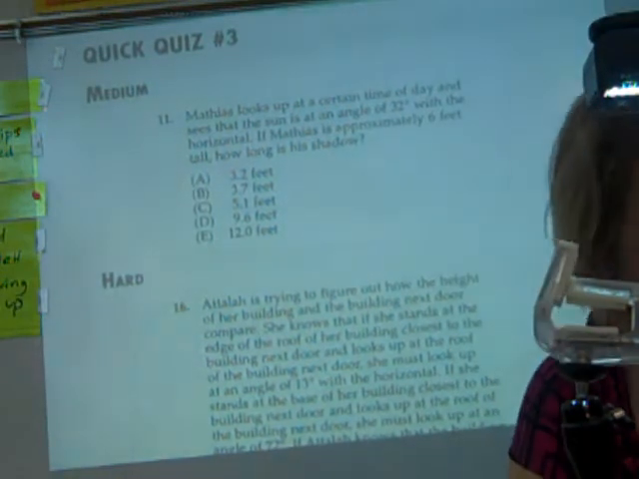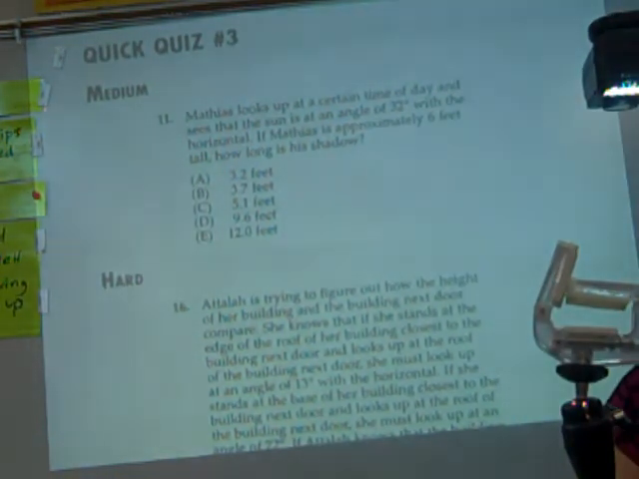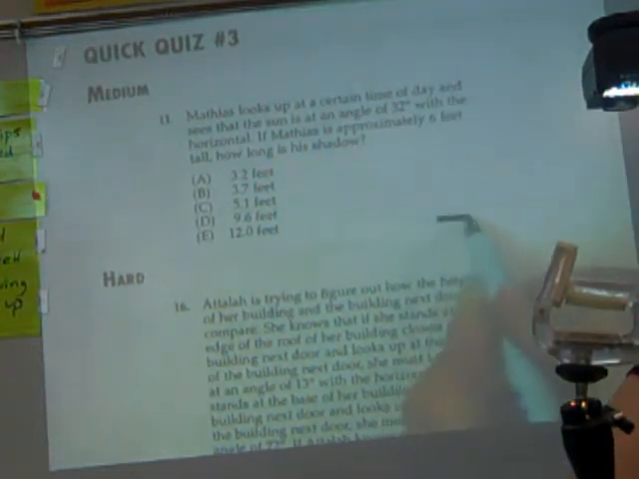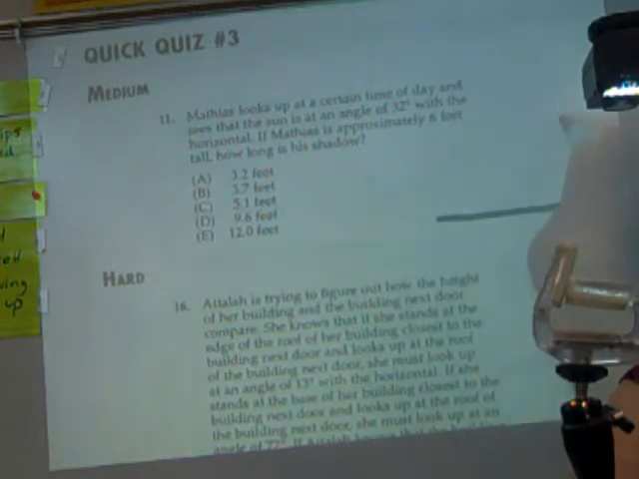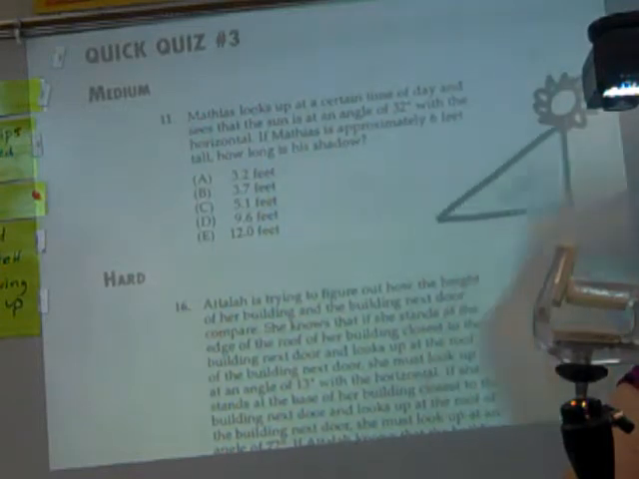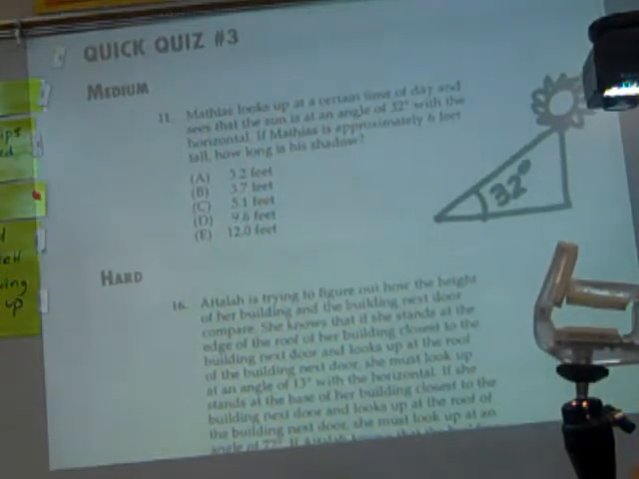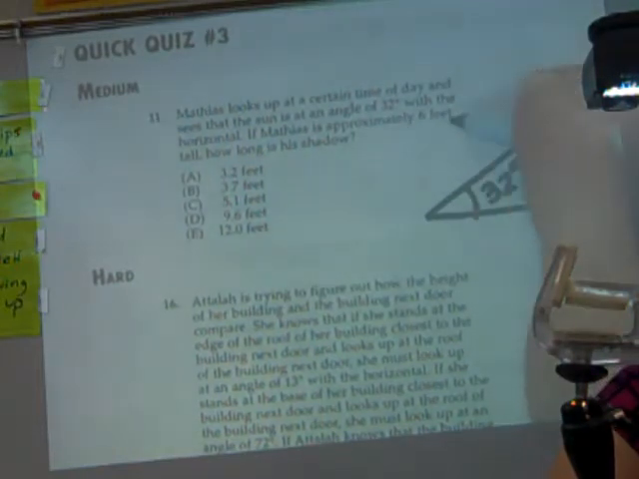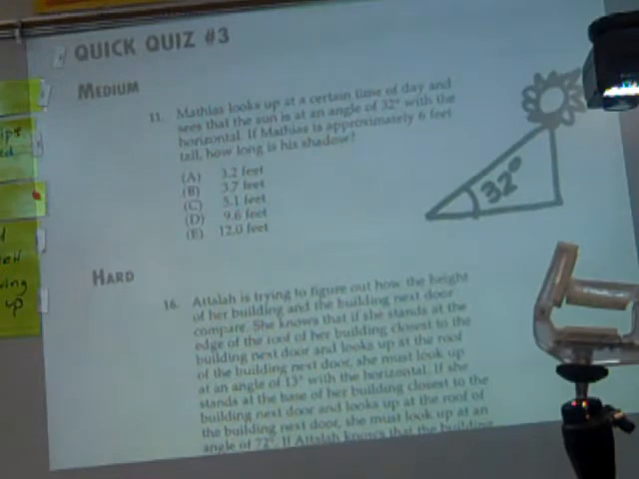So on the first one, and the names make it difficult too. All right, I'm going to say that that's Mateus. I'm not sure. Looks up at a certain time of day and sees that the sun is at an angle of 32 degrees with the horizontal. So that means here's the sun up here. He has to look up 32 degrees to see the sun. Okay, so if he's approximately 6 feet tall, how long is his shadow?